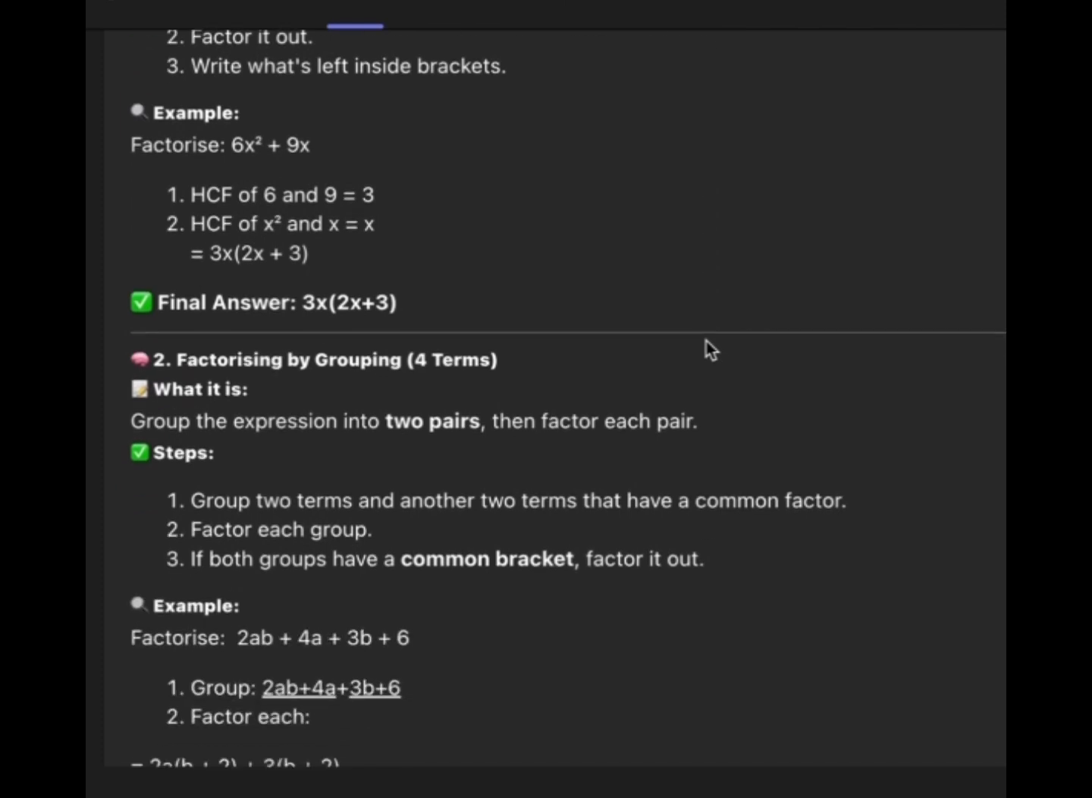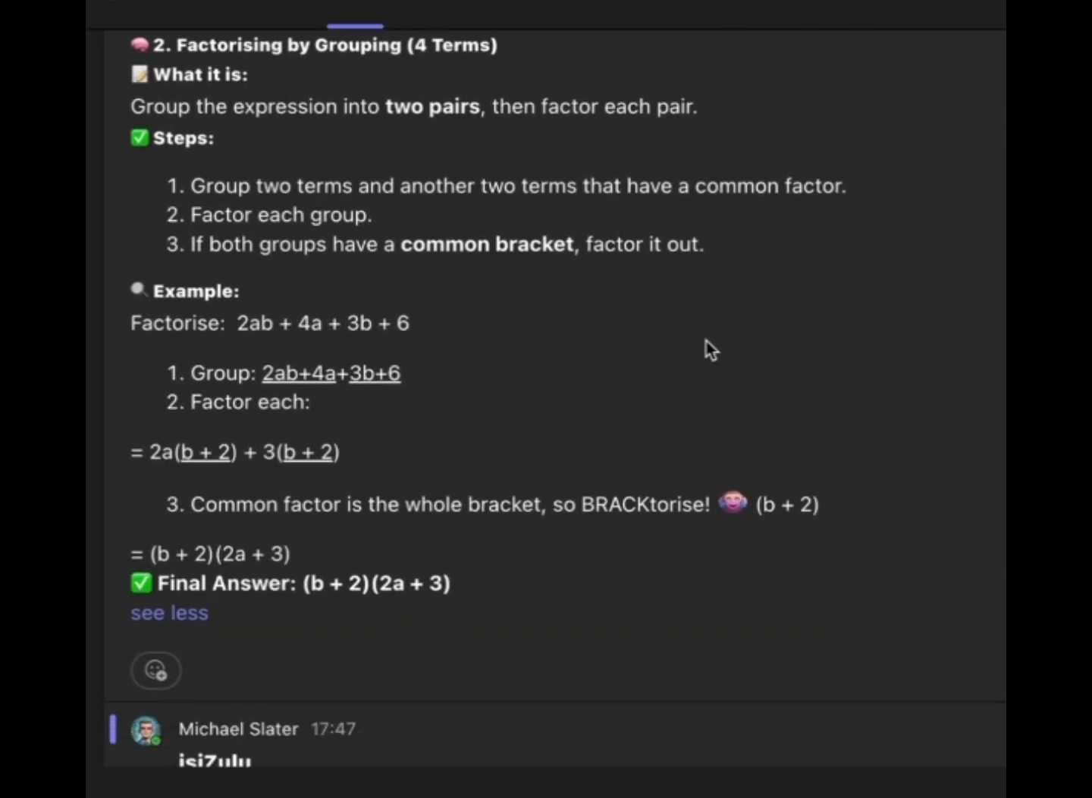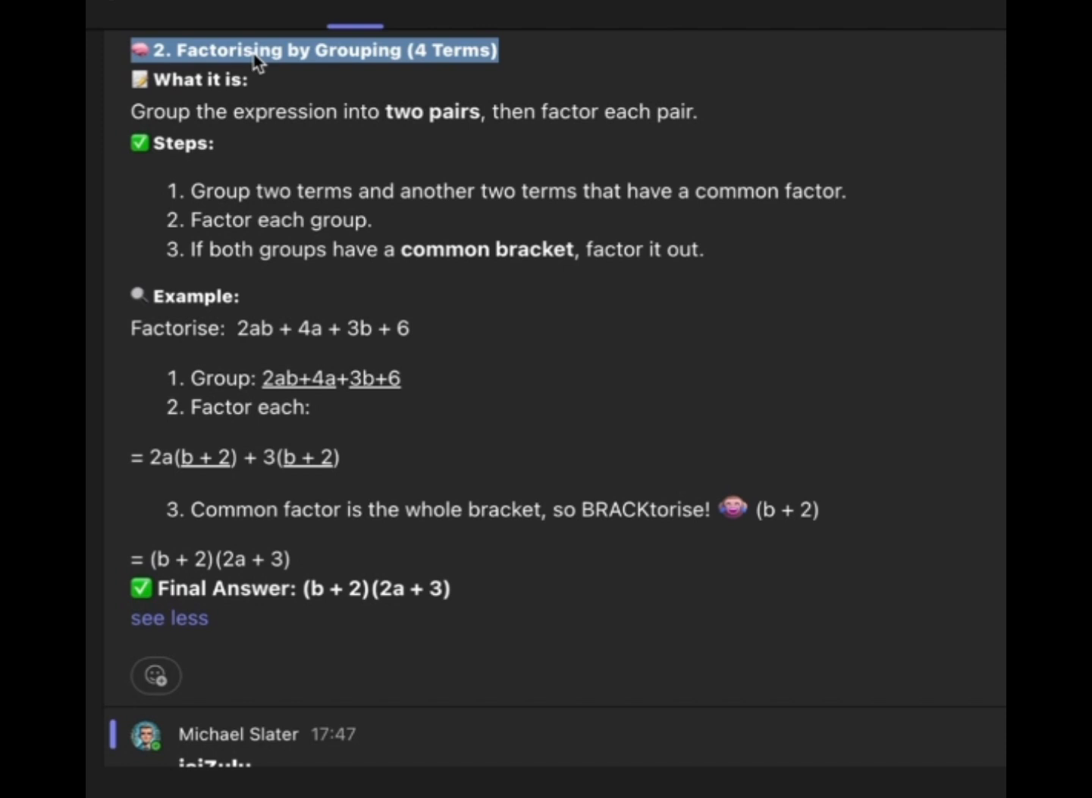We're going to factorize by grouping. Factorizing by grouping 4 terms. If you see a question with 4 terms, you might need to factorize by grouping. Meaning we're going to group 2 terms together and the other 2 terms together that have common factors. We're going to take out those common factors out of the first 2 and the last 2. And then we're going to factor out the common bracket.